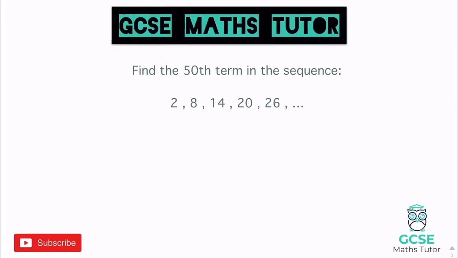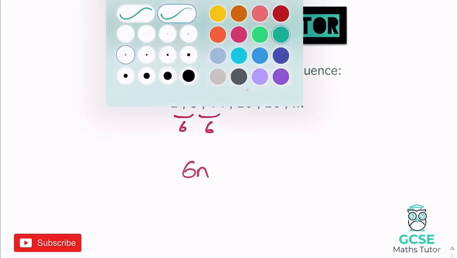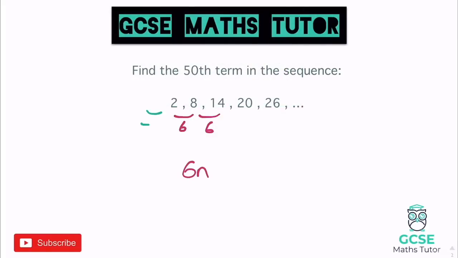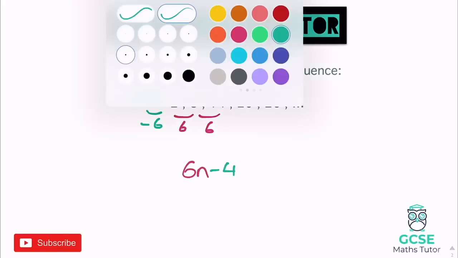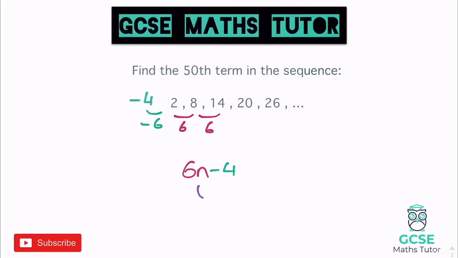Okay, so find the 50th term in the sequence. So again, let's find the nth term. It goes up in 6's, so that's going to be 6n. And then we need to just go backwards, applying that little trick, so minus 6, and we get minus 4. So our nth term is 6n minus 4. Now again, we're trying to find the 50th term, so we're just going to sub 50 in place of the n, and we get 6 lots of 50.